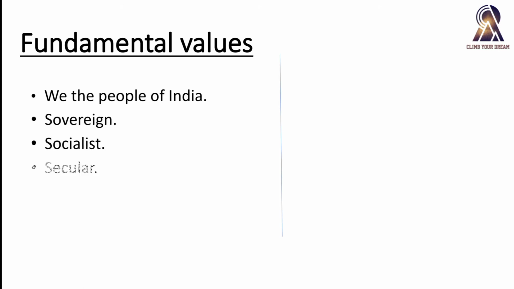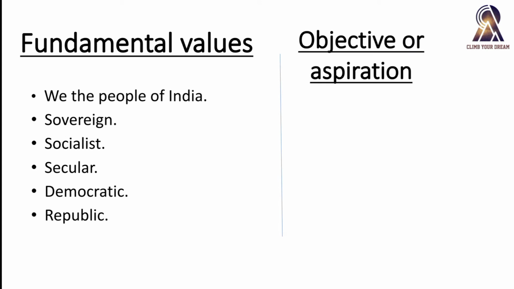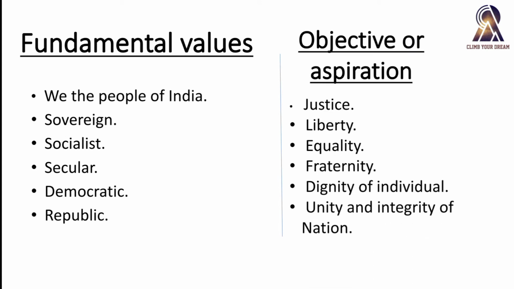Here, let me list it out for you. The fundamental values that are mentioned in the preamble are: we the people of India, sovereign, socialistic, secular, democratic republic. And the aspirations or objectives mentioned in our preamble are justice, liberty, equality, fraternity, dignity of individual, unity and integrity of nation. Let us understand each and every word that I have mentioned.